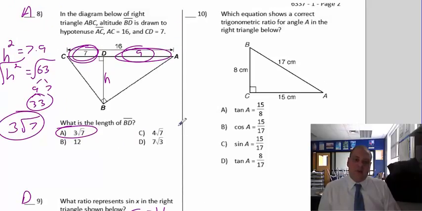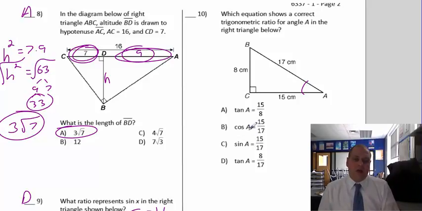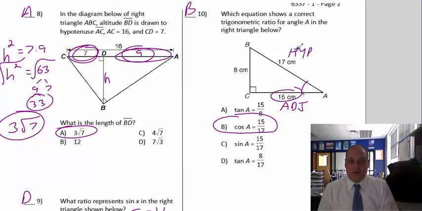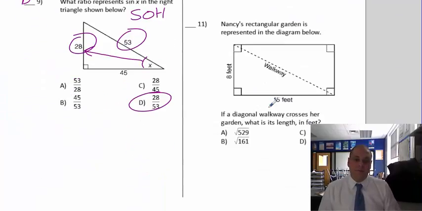Right, and then this one's asking which ratio is correct. So they're referencing angle A. So which one's correct? The tangent, the cosine, or the sine? Three of these are wrong, and one of them is correct. All right, so the correct answer, I'm just going to cut to the chase. The correct answer is B, and that's because the cosine of A, adjacent over hypotenuse, is 15 over 17, sorry, 15 over 17. So that's why that one is correct.